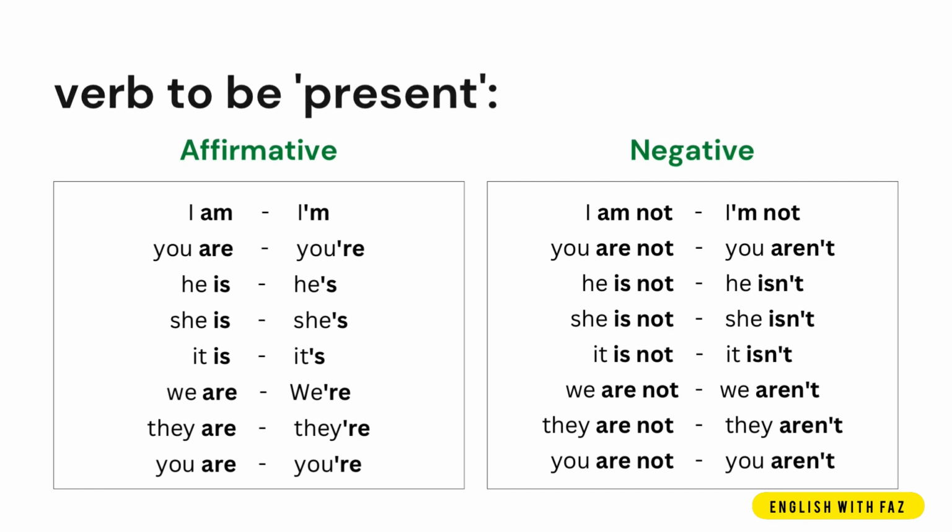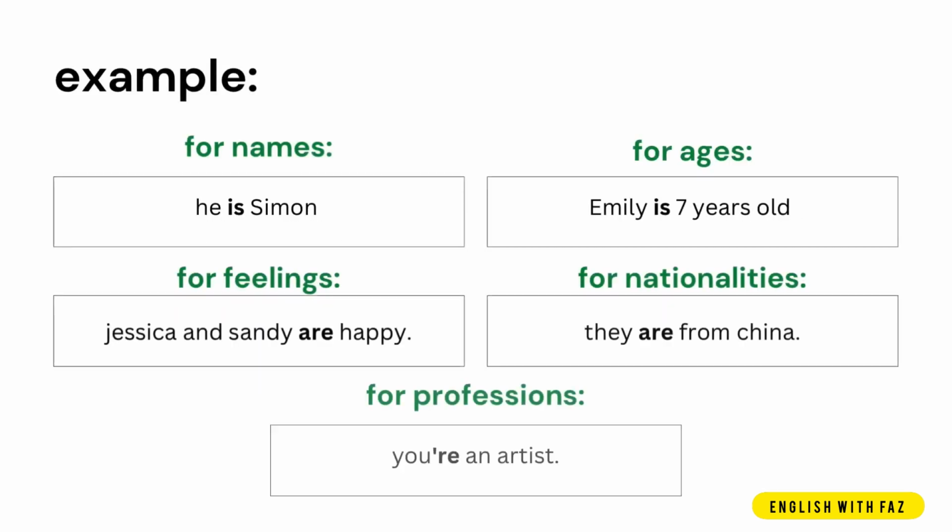Now let's see some examples. He is Simon. Emily is 7 years old. Jessica and Sandy are happy. They are from China. You are an artist.